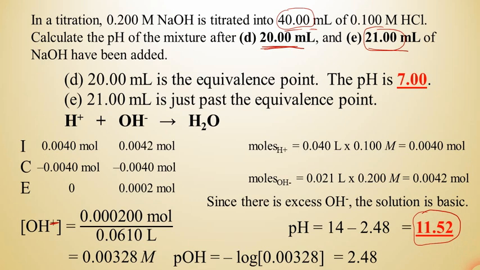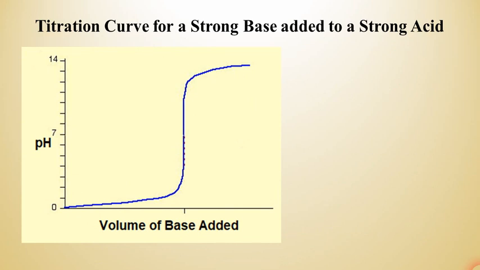Now, this is interesting because it seems that very, very close to that equivalence point, there's a big change in pH. Now let's take a look at that graphically. If we look at this, this is a graph that plots the amount of base added on the x-axis and the pH of the solution in the flask on the y-axis. And this is called a titration curve. And for each titration, we can draw a titration curve.